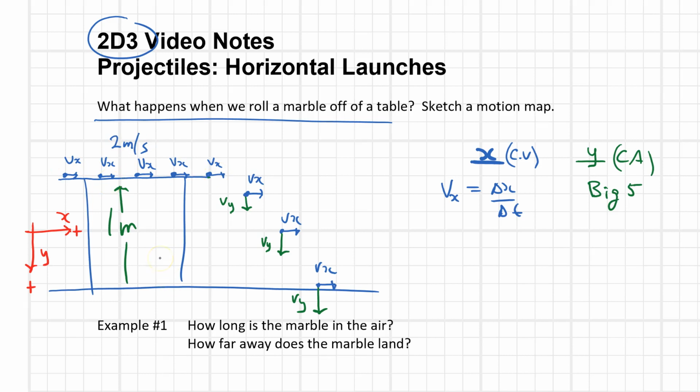And if the table is 1 meter high, how long is it in the air? So in other words, what's the time? And the second question is, how far away does the marble land? So that is really about this distance here, which is delta x. So this one is delta x equals question mark. Okay, so we're going to do that same thing. We're going to separate our x and our y.